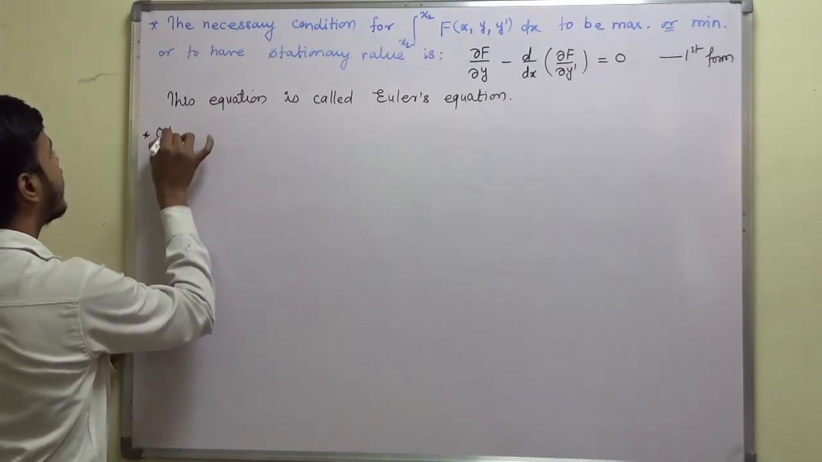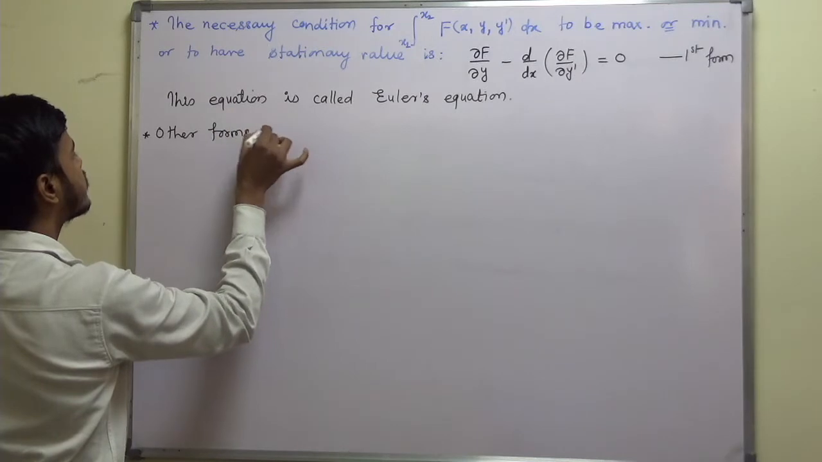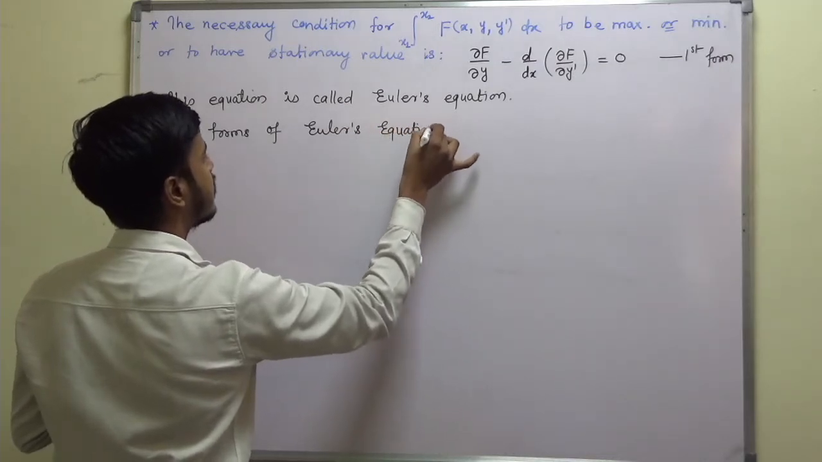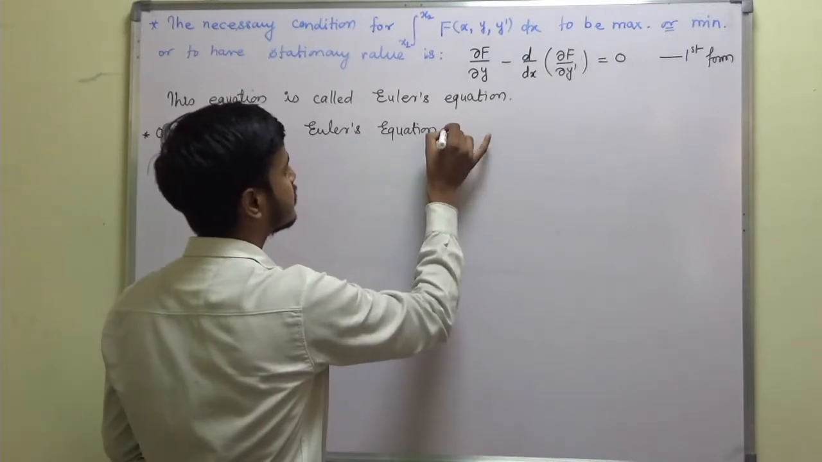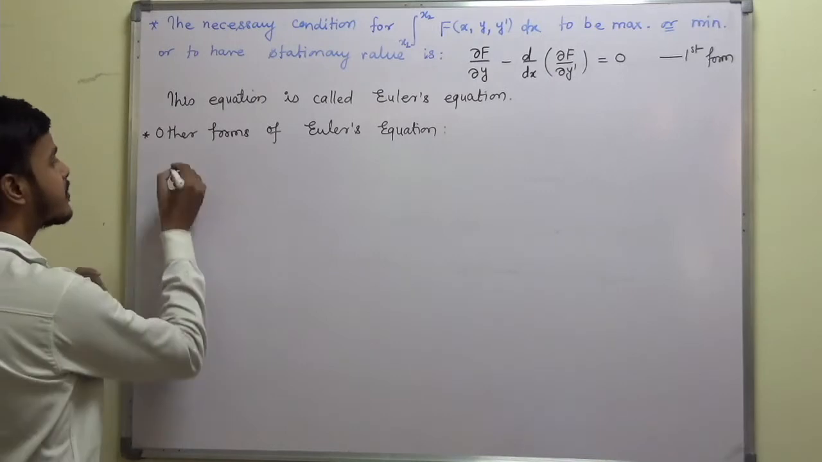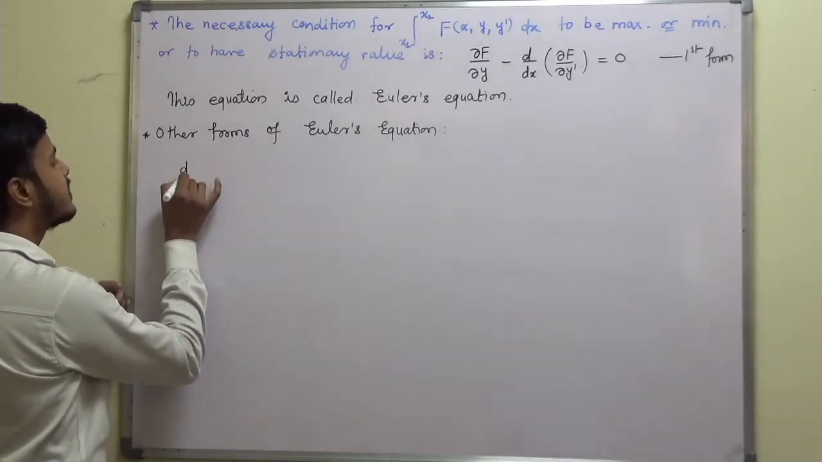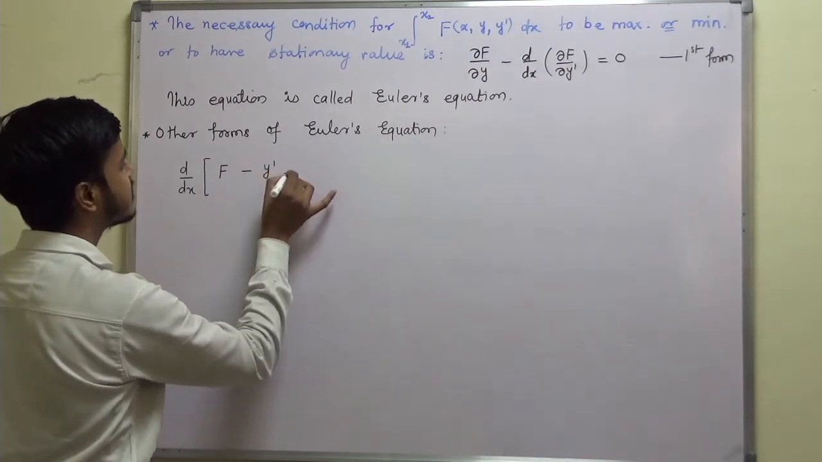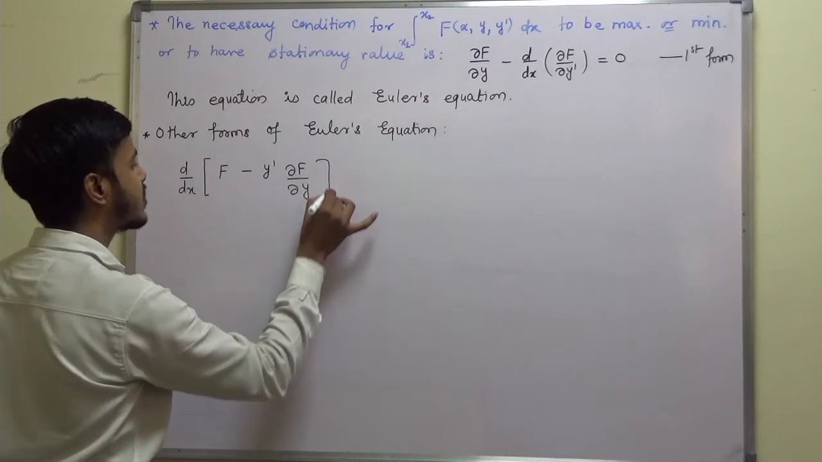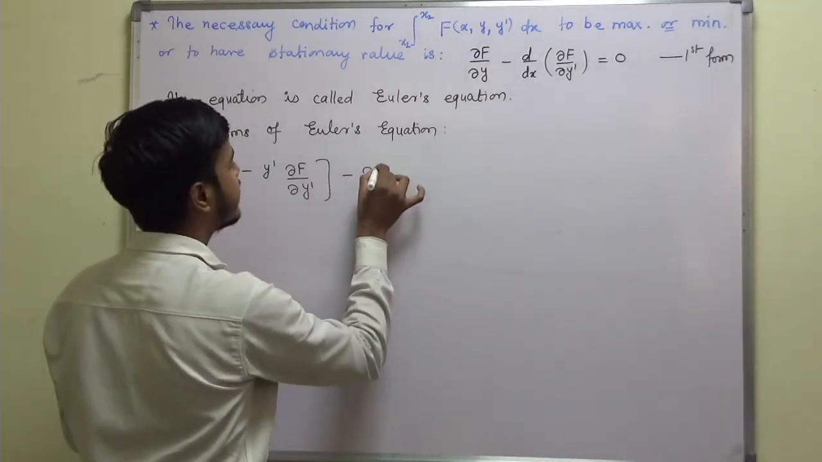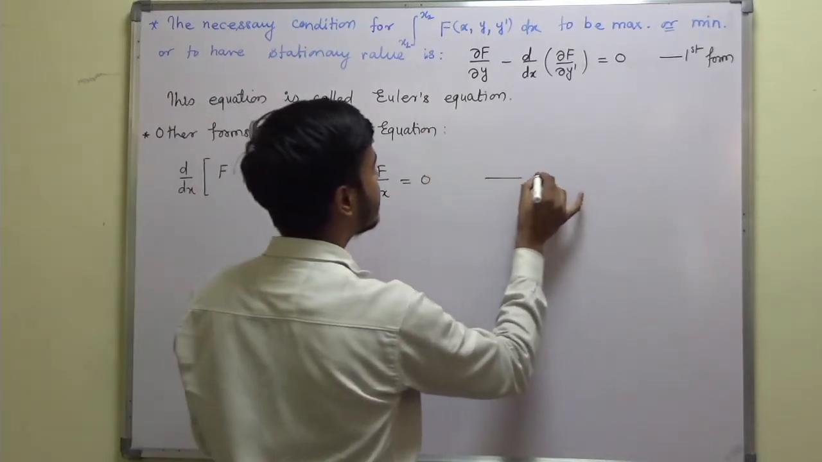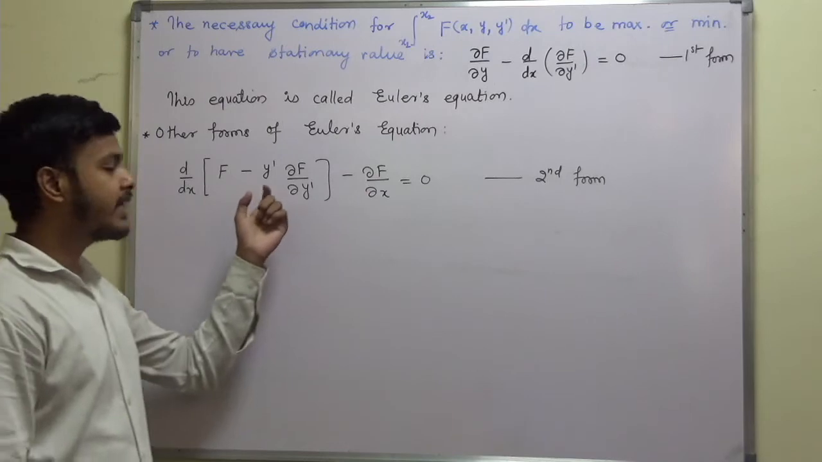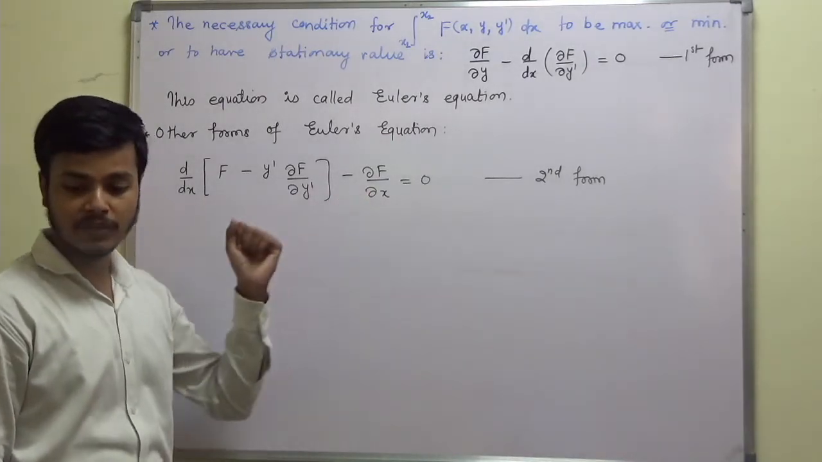So, I will write other forms of Euler's equation. Let me take the second form and then the third form. The second form is d/dx of (f minus y' into del f by del y') minus del f by del x is equal to 0. This is the second form of Euler's equation: d/dx of (f minus y' into del f by del y') minus del f by del x equal to 0.